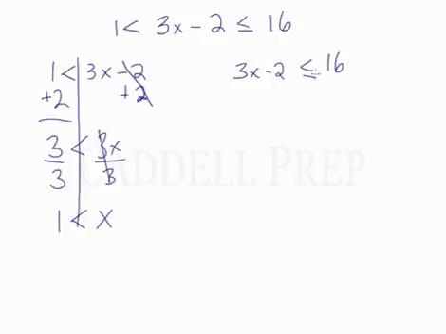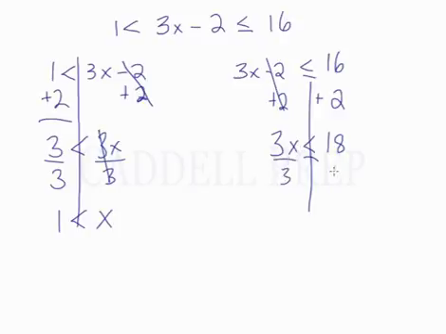Now let's solve this inequality. Again, let's draw this line down the middle. We'll add 2 to both sides. The 2's cancel. We have 3x is less than or equal to 18. And finally, to solve for x, we'll divide by 3. So we have x is less than or equal to 6. 18 divided by 3 is 6. To determine how to write this inequality, let's first look at how we would graph it.